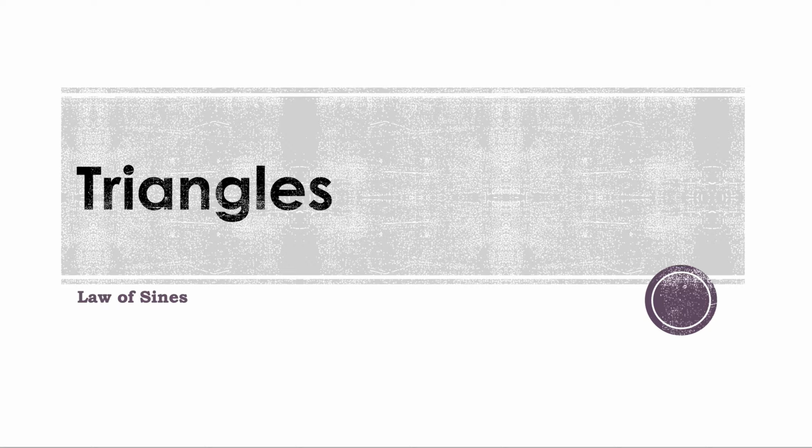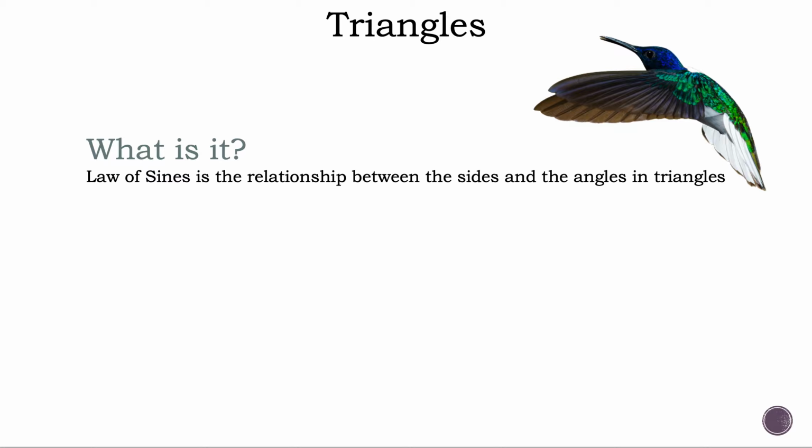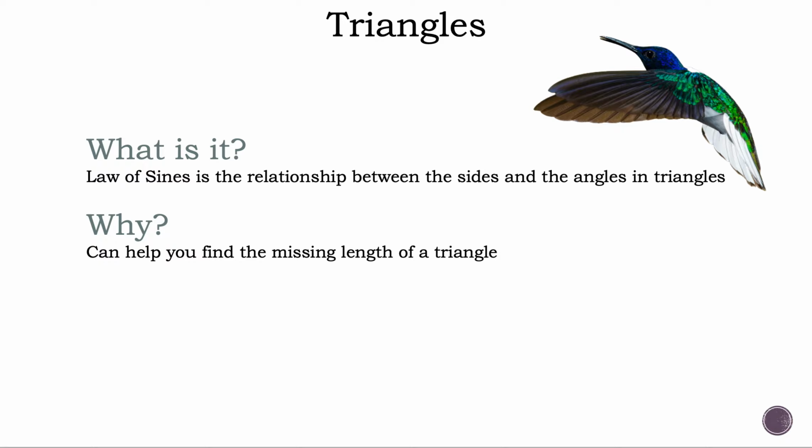Triangles using the law of sines. What is it? Law of sines is the relationship between the sides and the angles in triangles. Why? It can help you find the missing length of a triangle.